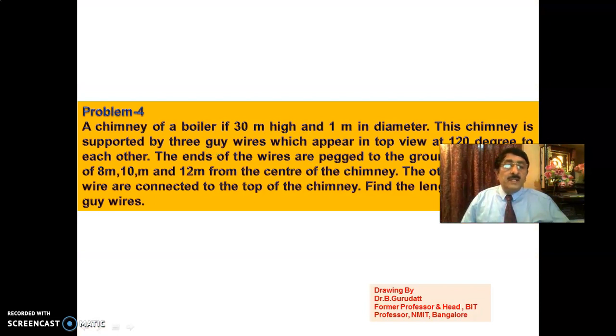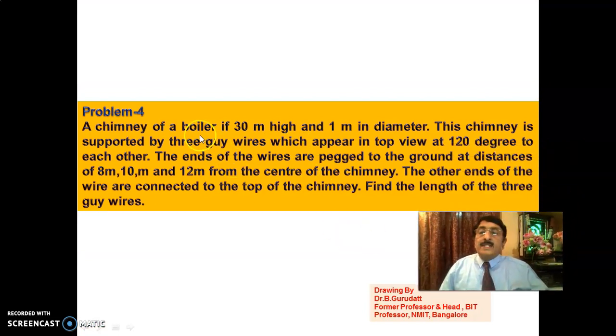Here you see there is a chimney of a boiler, 30 meters high and 1 meter in diameter. These chimneys, 30 meters high, you can imagine how high it is. 30 meters is the height and 1 meter is the diameter. The chimney of a boiler is 30 meters high and 1 meter in diameter.